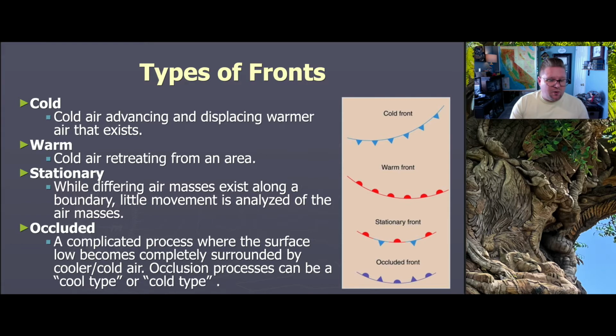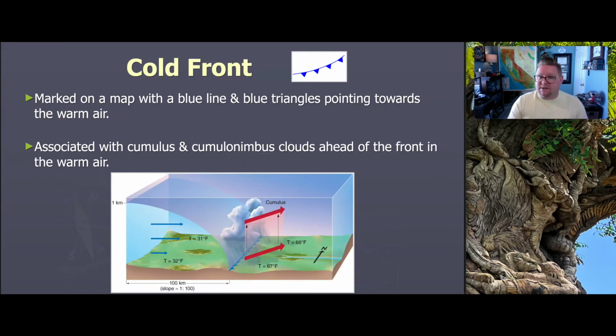The first one is going to be a cold front. Cold fronts are marked on a map with a blue line, and the blue triangles are pointing towards the warmer air. Hopefully you got that right. These are often associated with cumulus and cumulonimbus clouds, which will be found ahead of the front, still mixed within that warm air. I love this diagram. It's very simplistic. Which side is going to be the cold front? It's going to be the left-hand side. They also have the blue line with the triangles showing the direction, and the triangle, or the arrow itself, is pointing towards the warmer air.